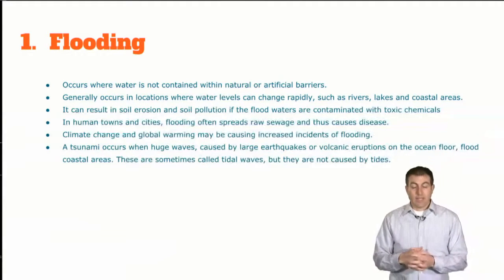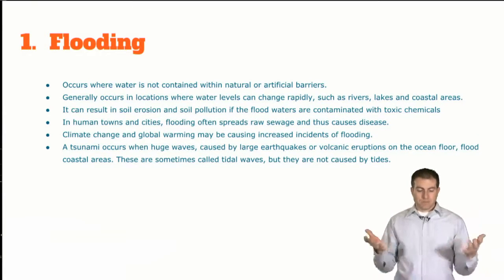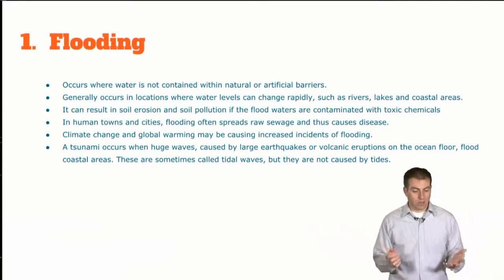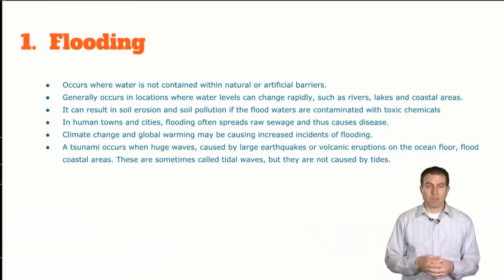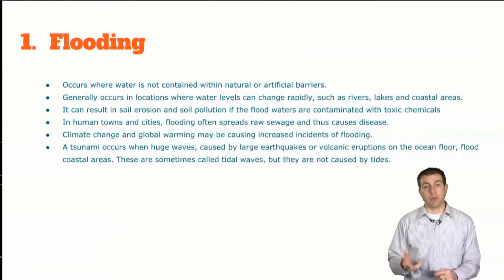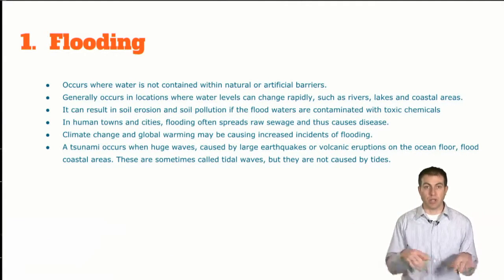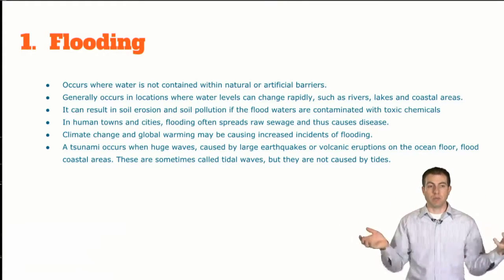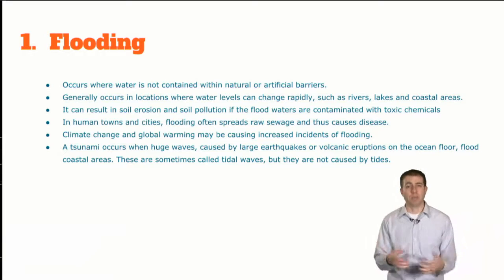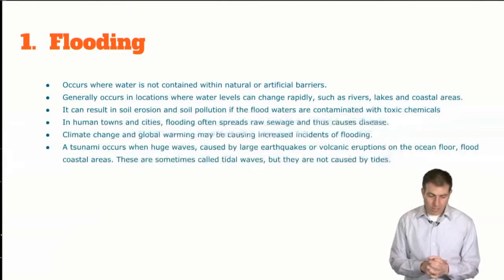So when water's not contained, it spills its banks, you get flooding. In human towns and cities, flooding happens, and it can cause the spread of sewage, because sewage pipes usually run under the ground because we use gravity. It rises to the surface, and then people come in contact with that, and it can spread disease and things like that.